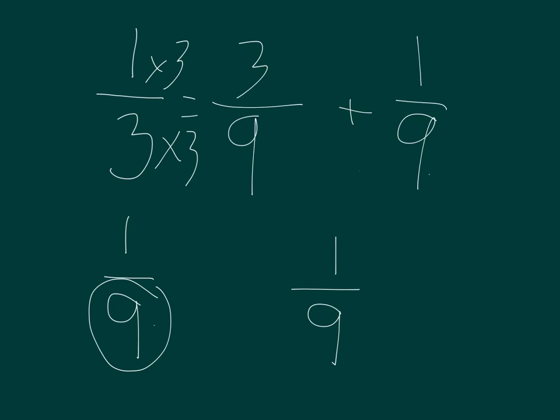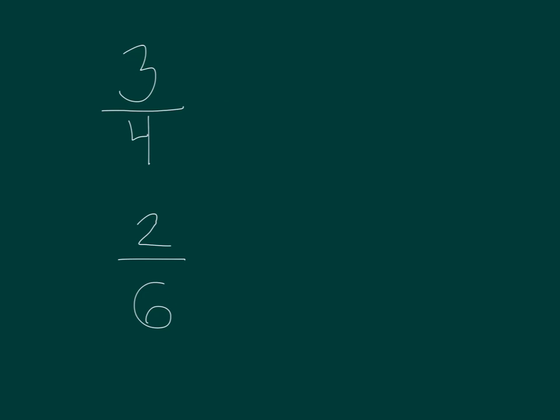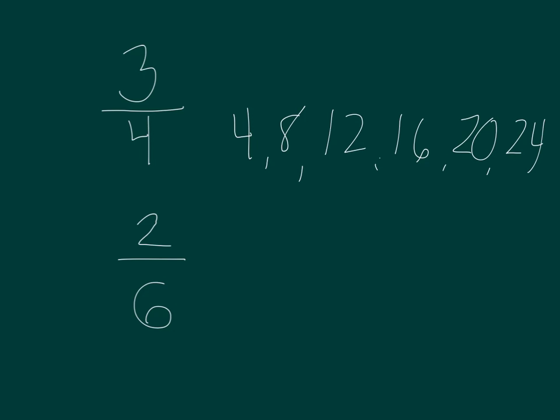Let's try one on our own. Pause the video and try it, then listen to my description. I'm going to write my multiples. 4, 8, 12, 16. You're going to get really good at this. Eventually you should be able to just look at it and know. Then I'm going to do my 6s. 6, 12, 18, 24, 30. Okay, I've run out of room.